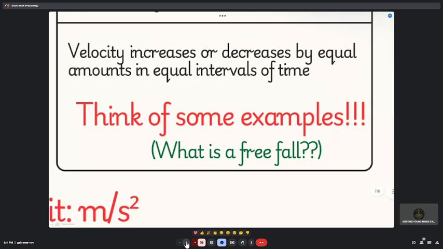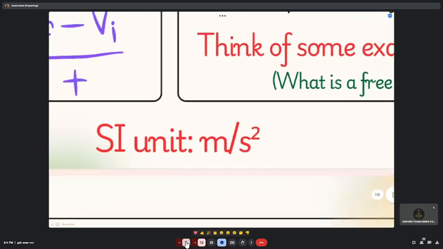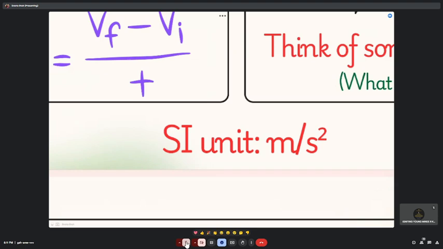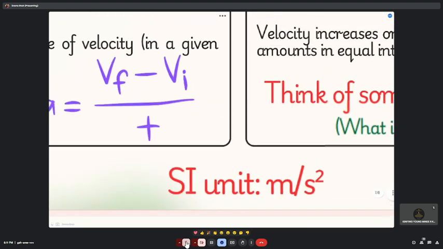Correct. The SI unit of acceleration is meter per second square. Why square? Because it is change in velocity, that is meter per second, upon second, that is meter per second square. Is that clear? Yes, ma'am.